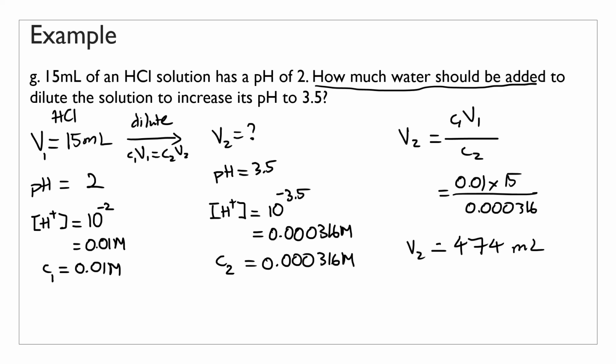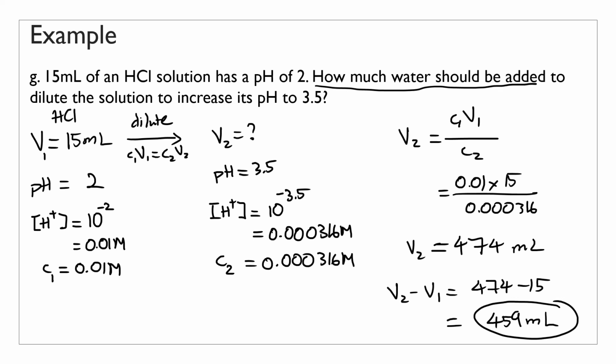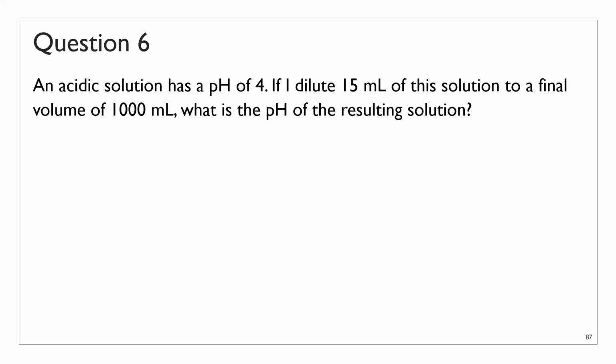Which implies that you're going to need to add the difference between these two. So 474 minus 15 is 459 ml. So this is the volume of water that needs to be added. Okay, so that's that for today, and try to do the last 4 questions of the worksheet. And thank you.